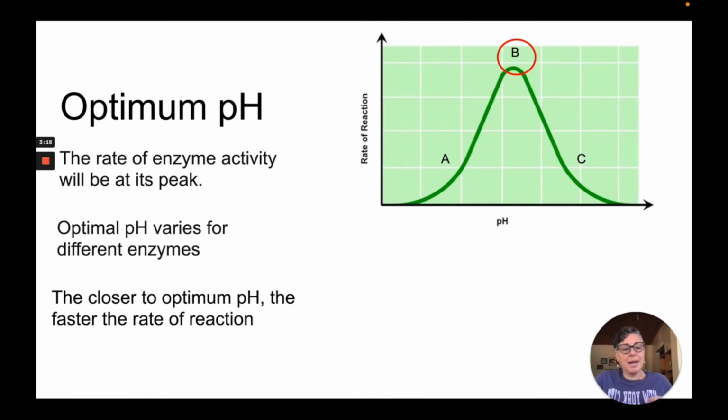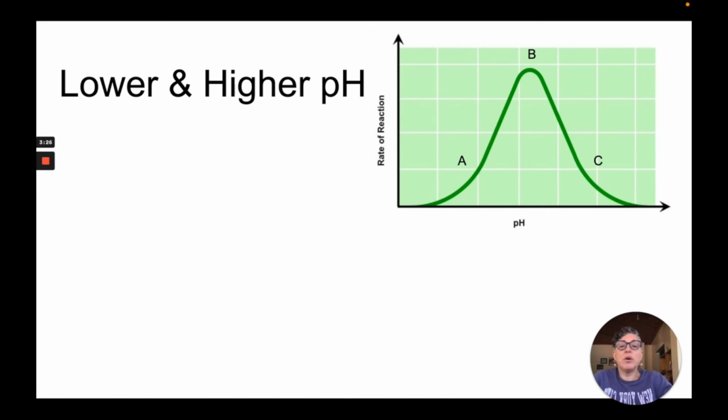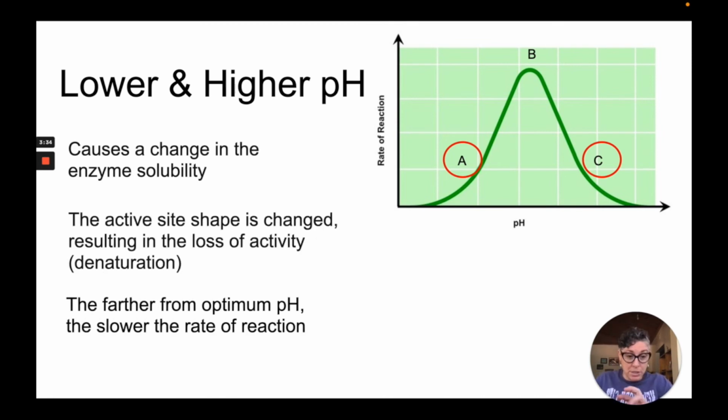And so the closer an enzyme is to its optimum pH, then the faster the rate of reaction will be. So the lower and higher pHs, other than optimum, which are depicted by the A and C on this graph, are the ones where we're going to see slower rates of reaction for that specific enzyme. So if its optimum pH is 7, then anything between 1 and 6 and 8 to 14 are going to slow it down. And the farther away you get from optimum, the slower the reaction is going to be. And so that's why the graph has this particular shape to it.